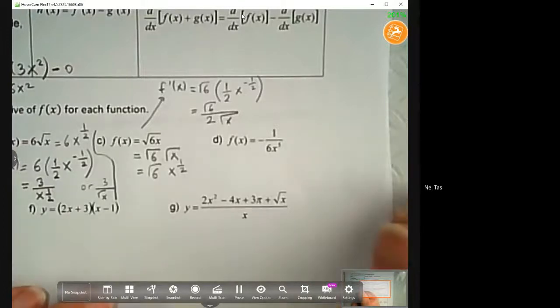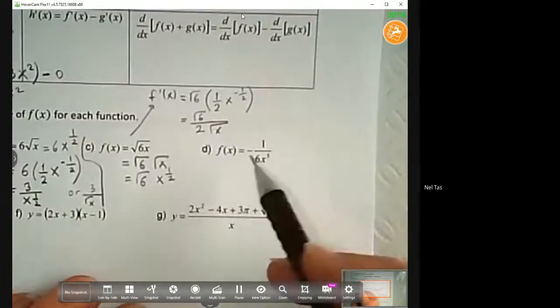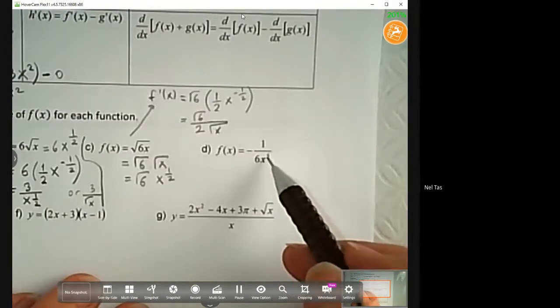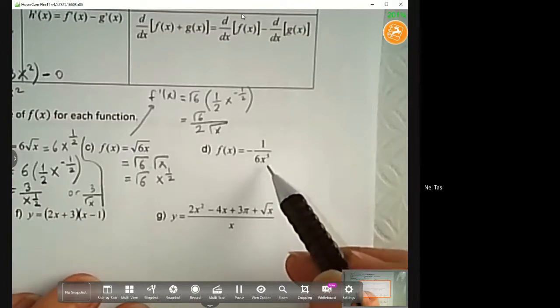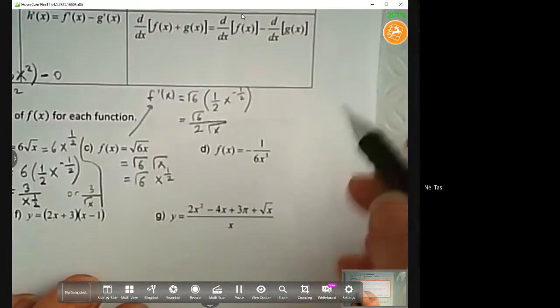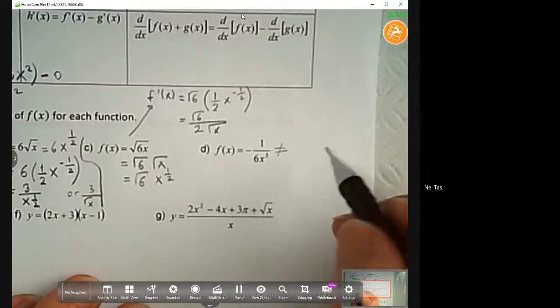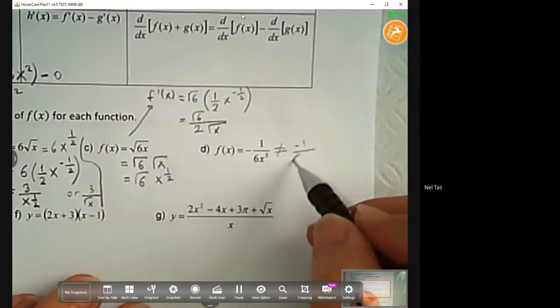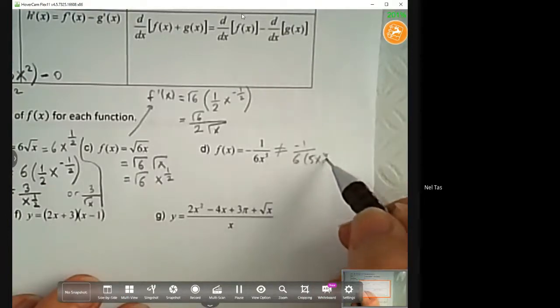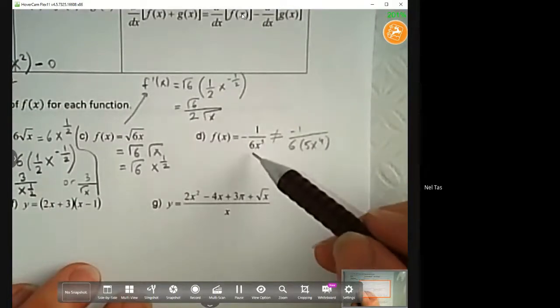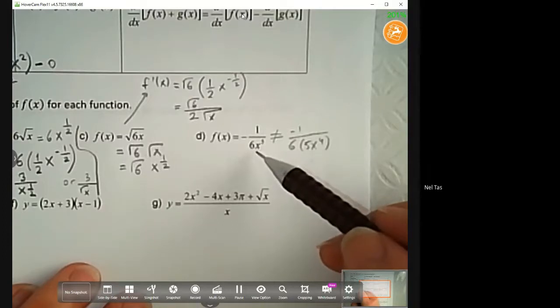D, f of x equals negative 1 over 6 times x to the power of 5. Okay, so x to the power of 5 is in the denominator, so you cannot do this derivative directly. I'm just going to say first what it is not equal to. This is not equal to negative 1 over 6, 5 times x to the power of 4. We don't do it because you see that x, the variable, is in the denominator.